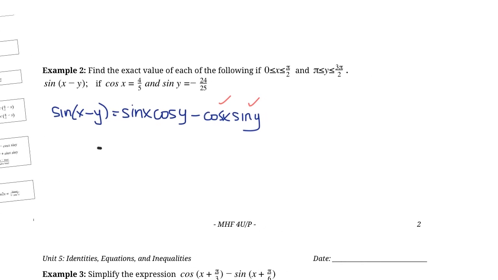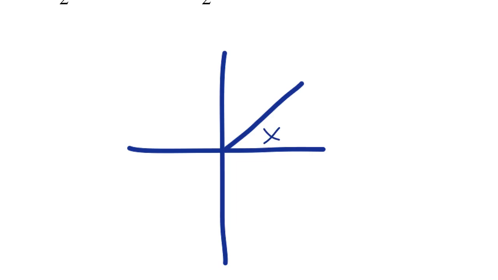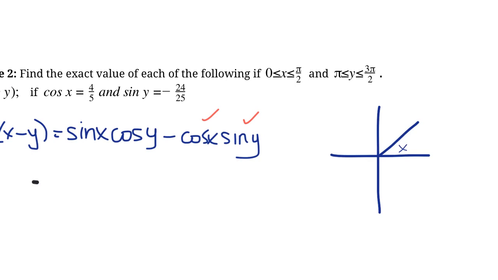Let's draw a sketch. So cos x equals 4/5. It actually tells us in the question that x is between 0 and pi by 2. So that tells us that x is in the first quadrant, right? So we know this little angle in here is going to be our value of x, right? So going back to the question, it says cos x is 4/5.